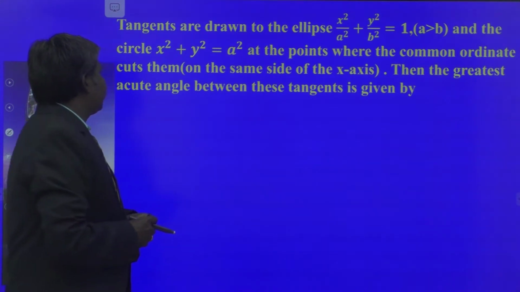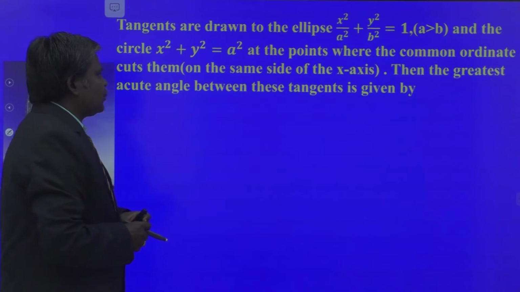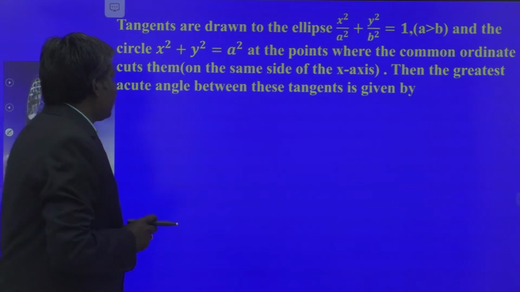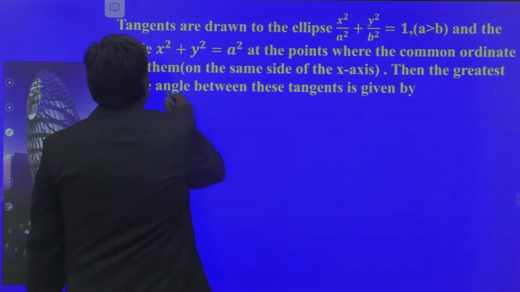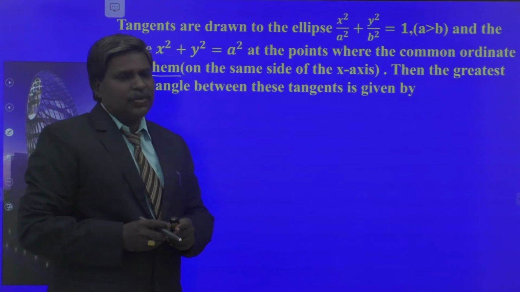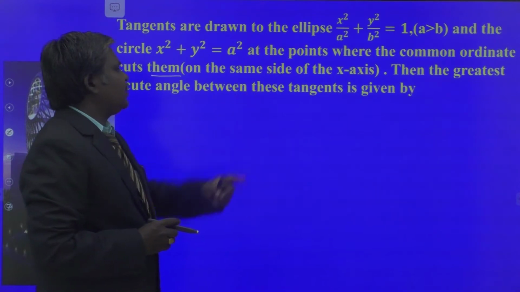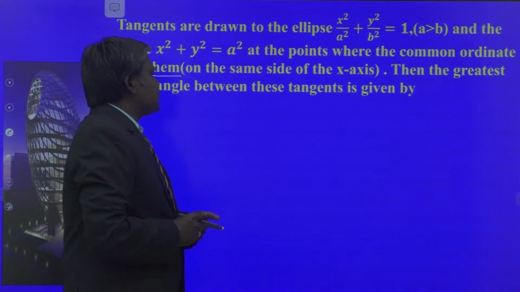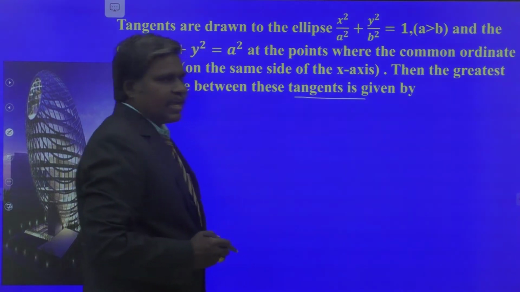This is the next question. Tangents are drawn to the ellipse x²/a² + y²/b² = 1, a > b, and the circle x² + y² = a² at the points where the common ordinate cuts them. That means the corresponding points. Tangents are drawn at the corresponding points of the ellipse and its auxiliary circle on the same side of the x-axis. Then the greatest acute angle between these tangents is given by what? Greatest acute angle between these tangents is what?